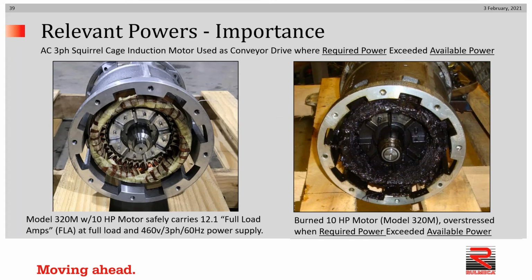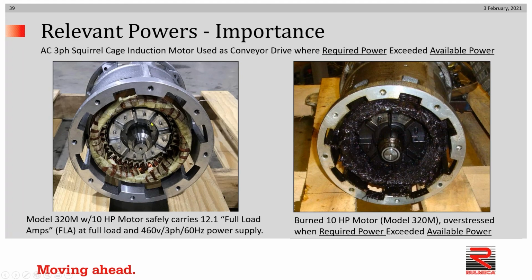These pictures make clear what we're trying to avoid here. This is an example of an AC squirrel cage induction motor used as a conveyor drive. On the right, this is an example where required power exceeded available power. On the left, you see an aluminum motor frame. Within the frame is a stator consisting of copper wire conductors.